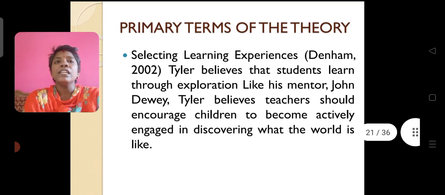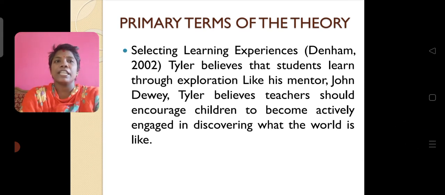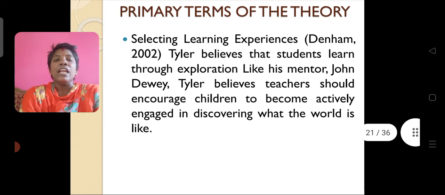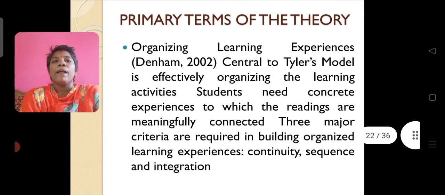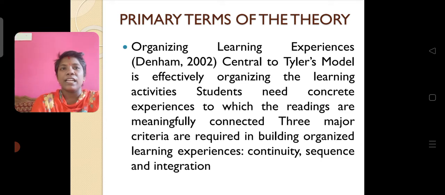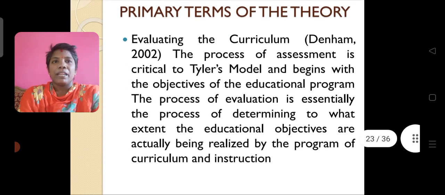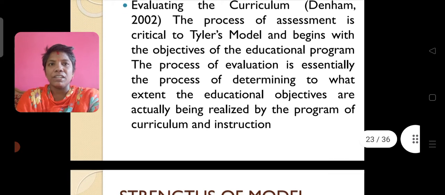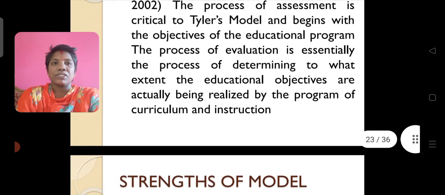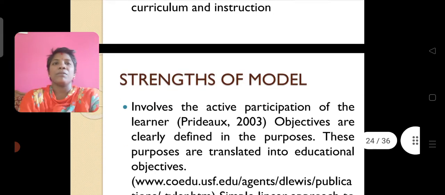The primary terms of the theory, selecting learning experiences. Taylor believes students learn through exploration, like mentor John Dewey. Taylor believes teachers should encourage children to become actively engaged in discovering the world. Primary terms of the theory, evaluating the curriculum. In Taylor's model, the process of evaluation is determining the extent to which the objectives are being realized by the program of the curriculum.